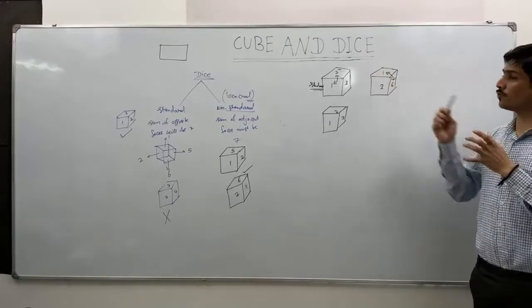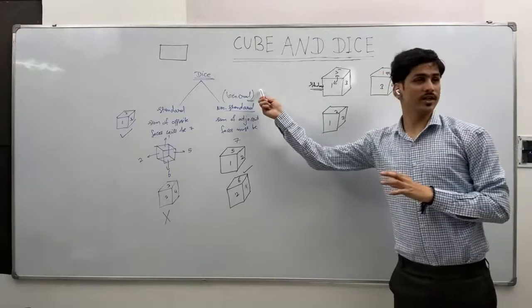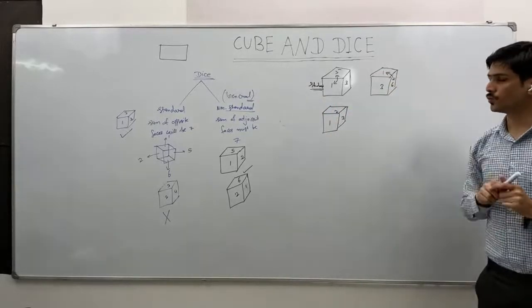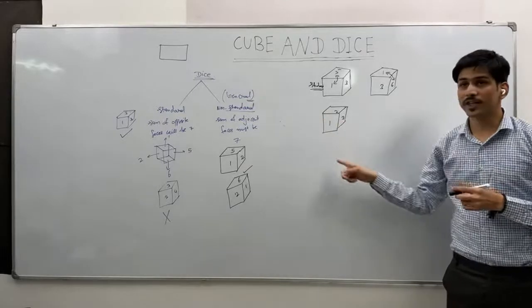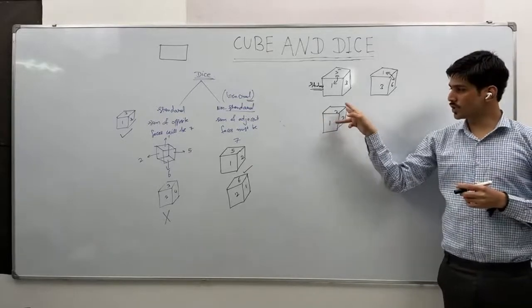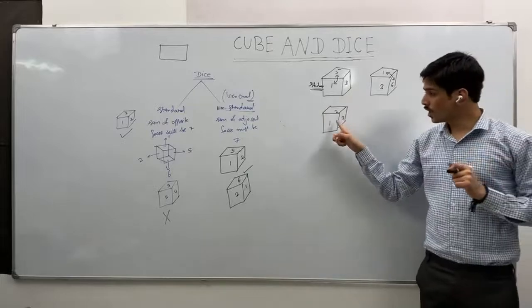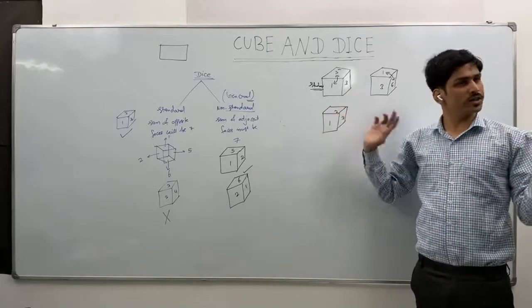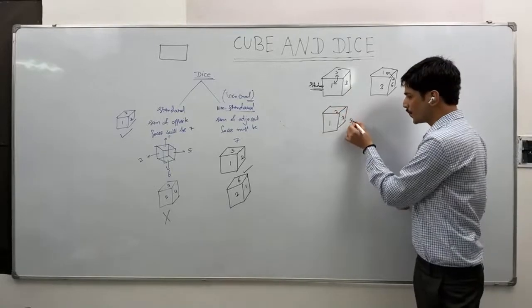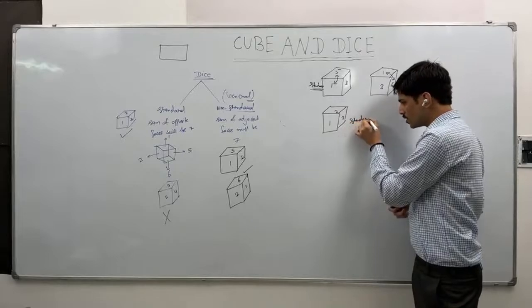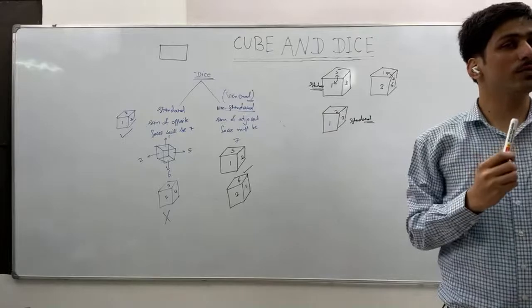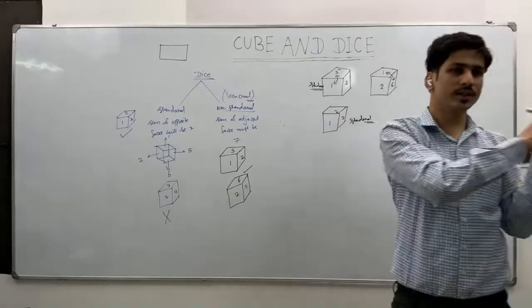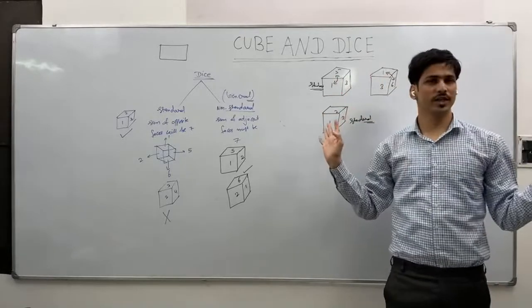And what is another name for non-standard dice? General dice. Clear? And is this standard or non-standard dice? This is again a standard dice, right? Because 3 plus 2 is 5, that is not 7. 1 plus 2 is again 3, this is not 7. Then this is also a standard dice, okay? So before we start solving the question, the first step will be what? You have to identify whether it is a standard dice or a non-standard dice. Clear? Okay.